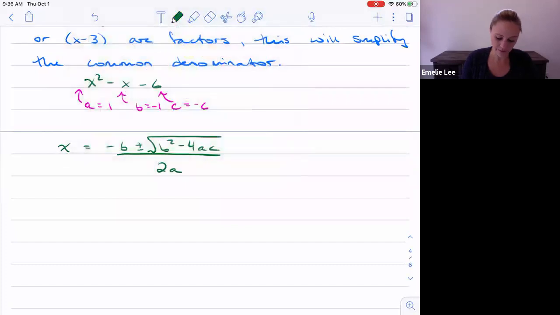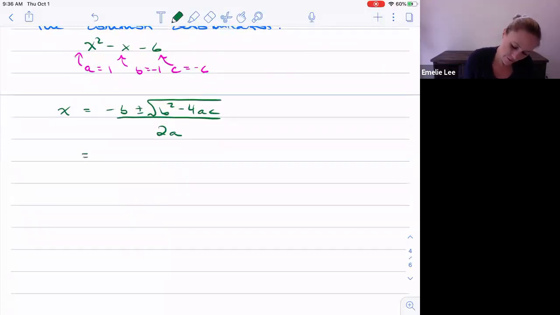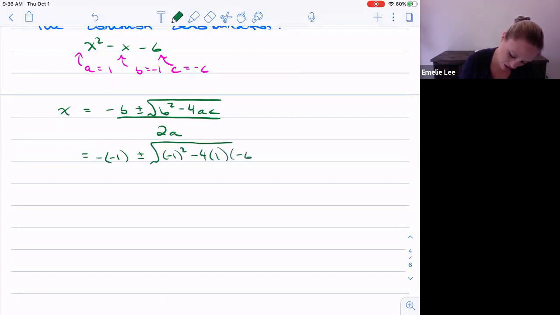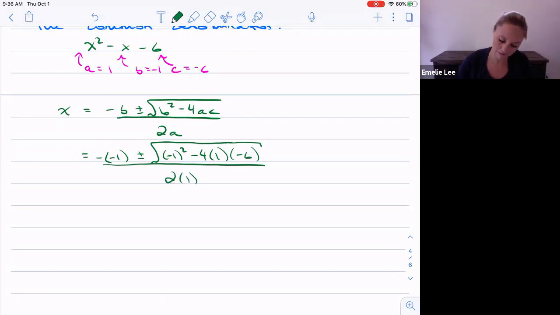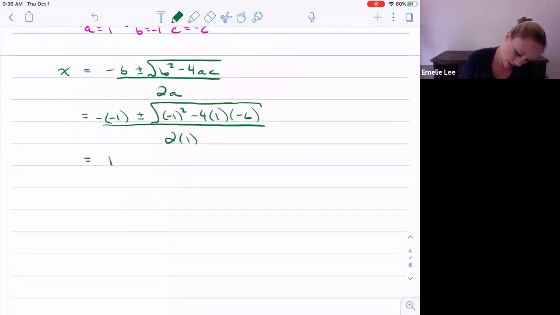So, right, we did this a lot last day, but it's good to get in the groove again. Negative b is negative 1, plus or minus the square root of negative 1 squared minus 4 times a, which is 1, times c, which is negative 6, all over 2 times a, which is 1. So 1 plus or minus the square root of, and I'm just going to skip to 25, right?